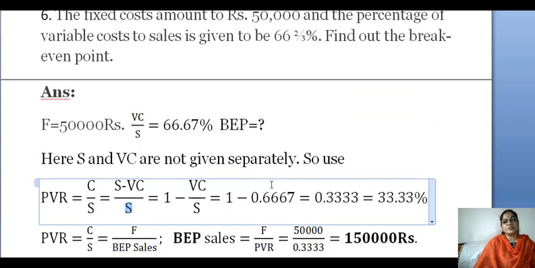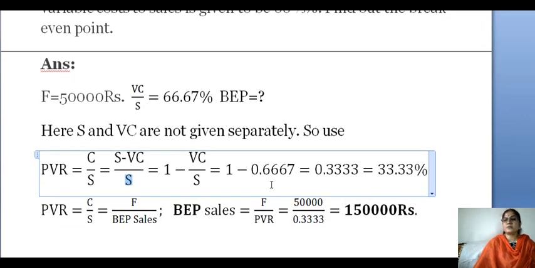Per BEP in units not possible to calculate because selling price per unit is not given. So this is the end of the session. We have completed unit 4. Both depreciation and break-even analysis, everything got over.